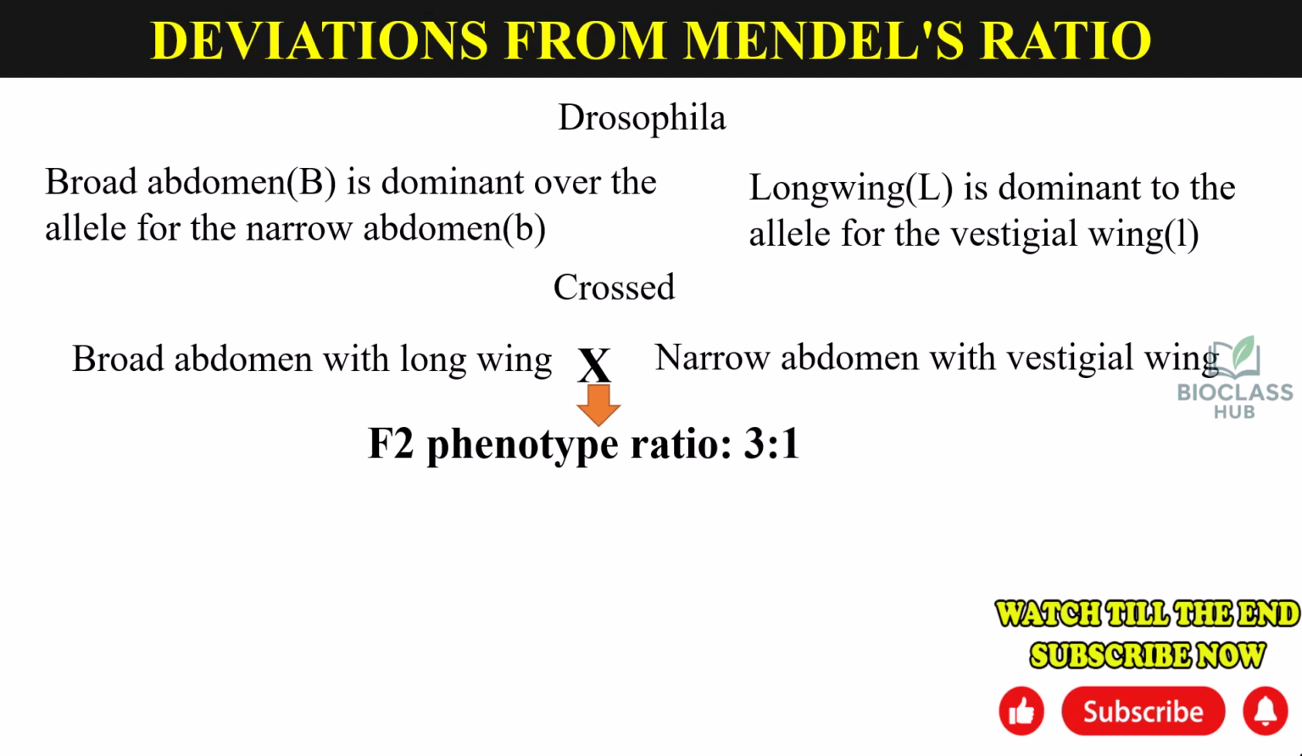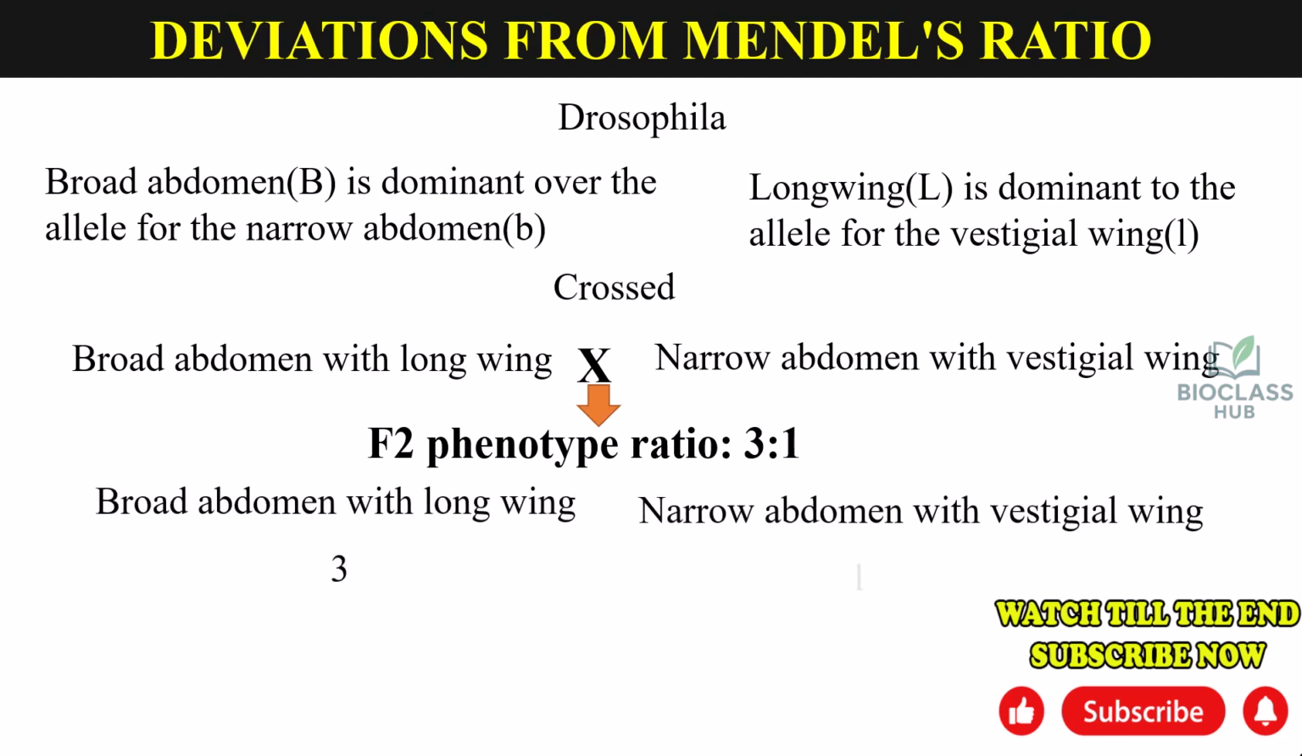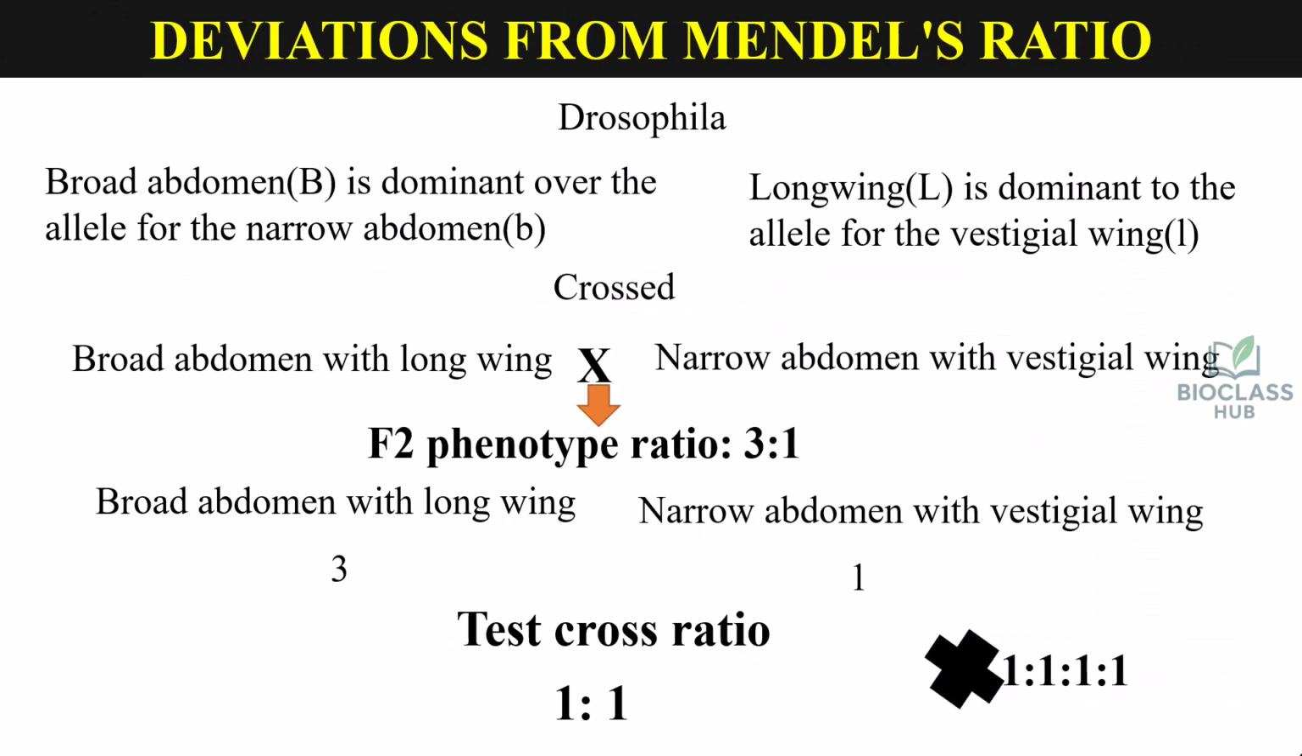The F2 phenotype ratio is 3:1. He obtained 3 broad abdomens with long wings and 1 narrow abdomen with vestigial wings. These all resembled parents without new combinations. This also happened in the test cross with a 1:1 ratio. Mendel's ratios are not obtained. The genes on the same chromosomes form a linked group.